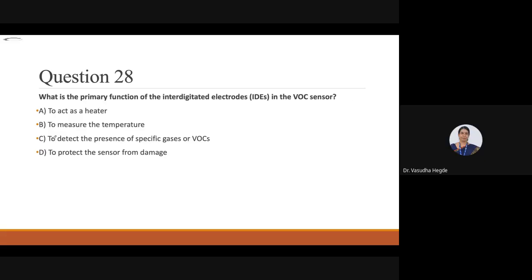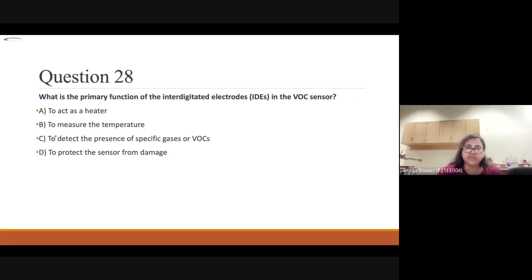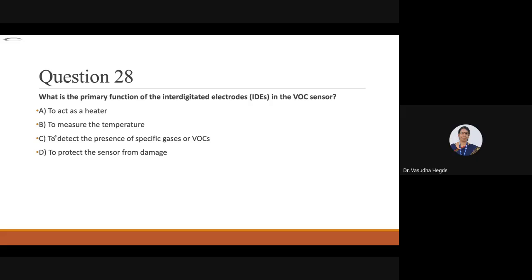This is question number 28. What is the primary function of the interdigitated electrode in the VOC sensor? First, to act as a heater. Second, to measure the temperature. Third, to detect the presence of specific gases or VOCs. And the fourth one is to protect the sensor from damage. I think this is one question I'm very sure about, that it is C. Yes.